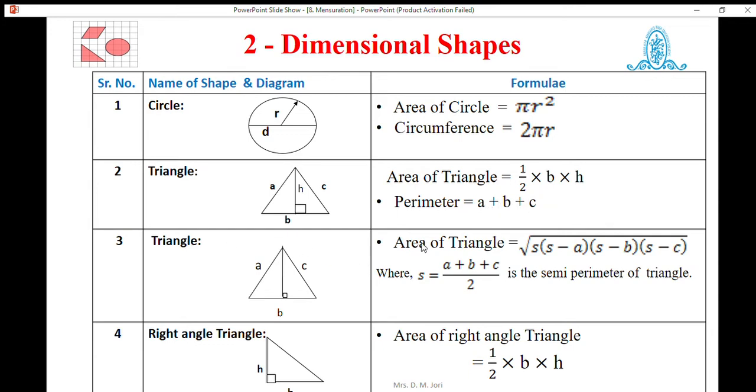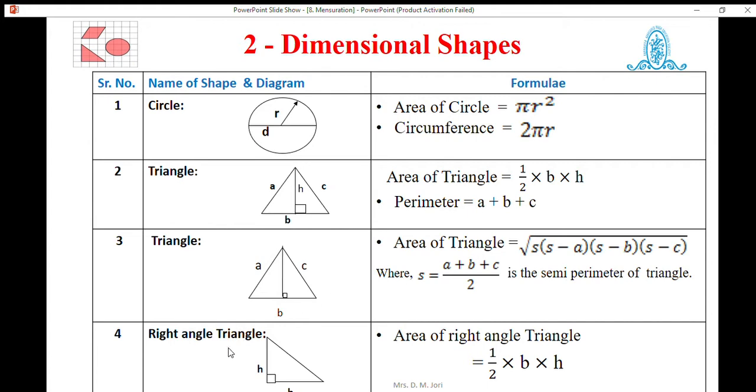Next, for another formula, we can calculate the area of a triangle using the formula under root of s into s minus a, s minus b, s minus c. What is s there? S is the semi-perimeter of that triangle. Semi-perimeter means perimeter divided by 2, that is a plus b plus c upon 2. So by using this formula, again you can find its area.